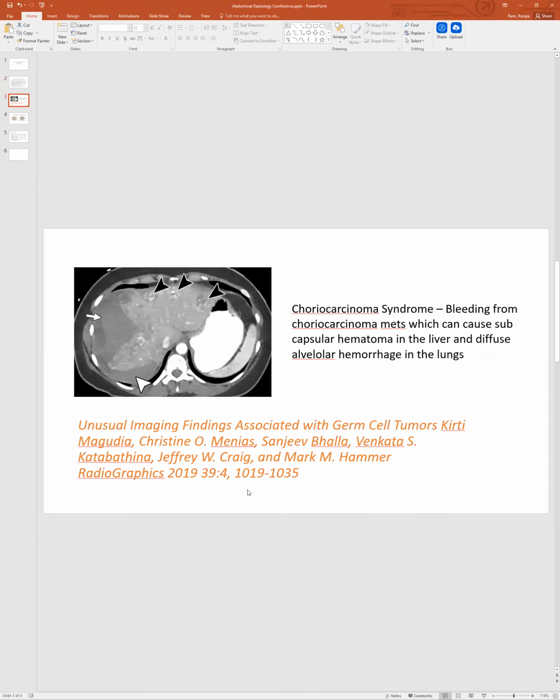Very nice paper by Cookie's group on some of the complications and unusual imaging manifestations of these germ cell tumors. There's something I didn't know about. It's called the choriocarcinoma syndrome. When you have choriocarcinoma mets, these can apparently cause little pseudoaneurysms in the liver, which can then spontaneously bleed and then present as a large subcapsular hematoma with shock. In the lungs, the same mets can bleed and patients can actually present with hemoptysis and diffuse alveolar hemorrhage. So unusual liver tumor, but something to think about and utilize tumor markers whenever it helps you.